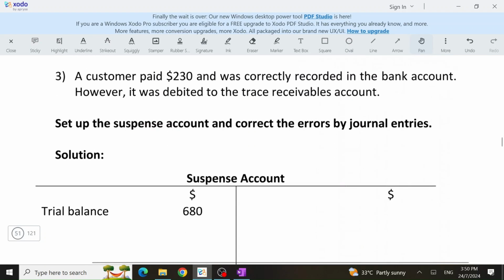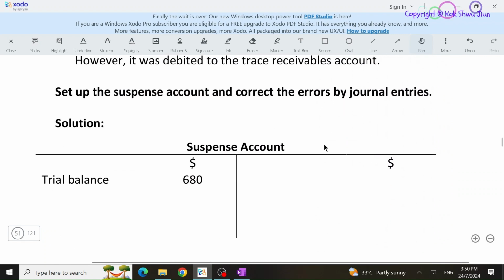You draw out a T account, you put the suspense account there. Then you put 680 here, and here you put trial balance. Why you have opened the suspense account is because your trial balance is not balanced, right? So put here trial balance 680. Now, if your credit is lesser, then this 680 will change to the credit side.